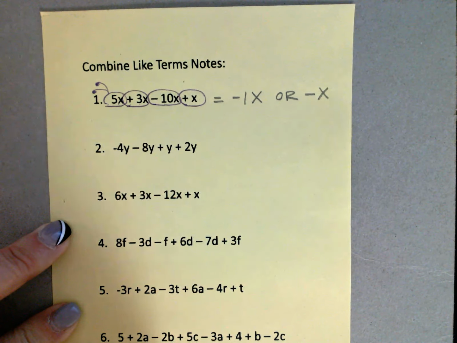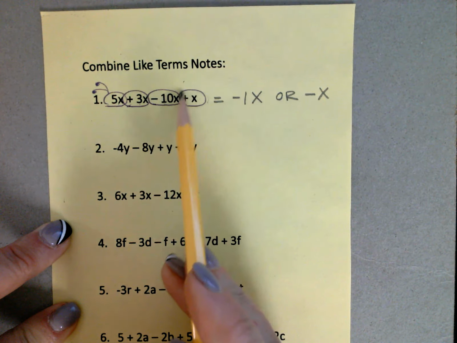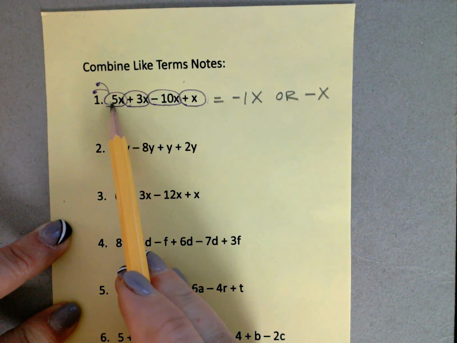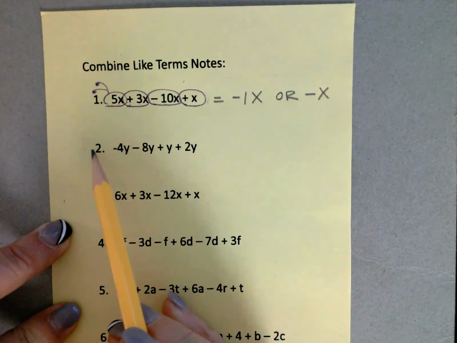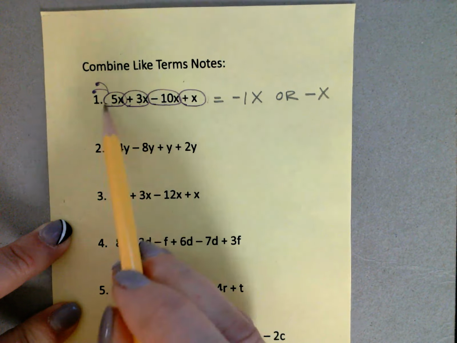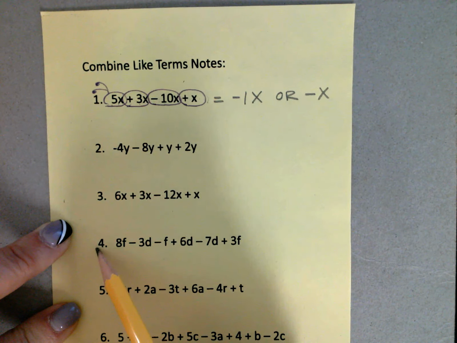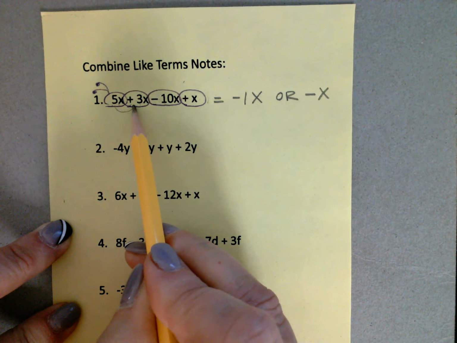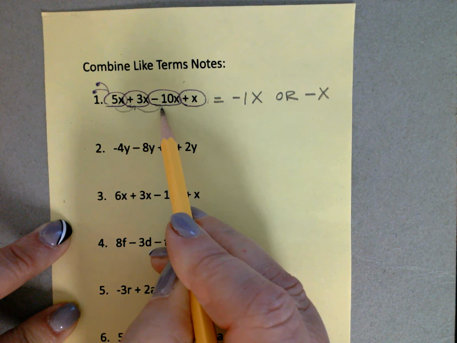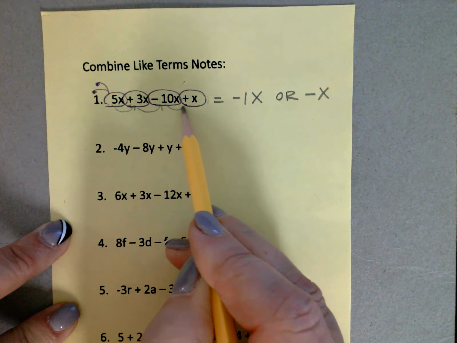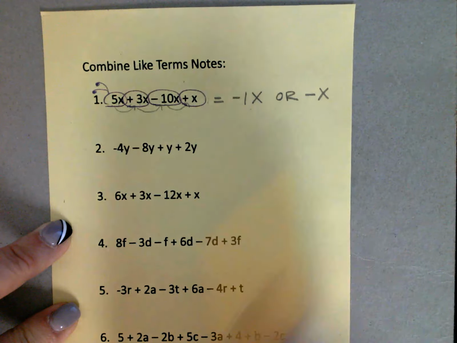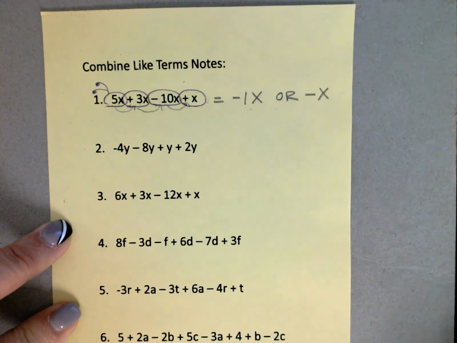So I'll talk about this one again. I circle starting on the right so that the sign goes in front of the number. Signs are never written behind the number. And then I'll just combine the bubbles that are identical. They all have X's, so they can all be combined. 5 plus 3 is 8. 8 minus 10 is negative 2. Negative 2 plus 1 is negative 1x, or it has an invisible 1. You can just write negative x.